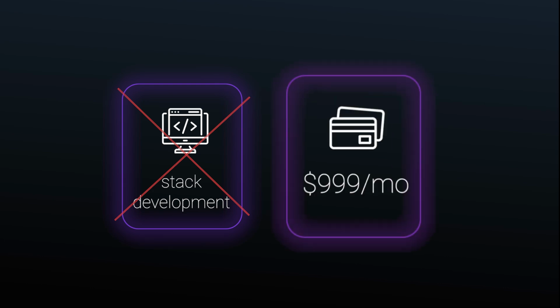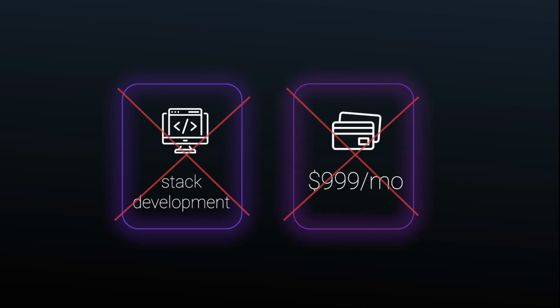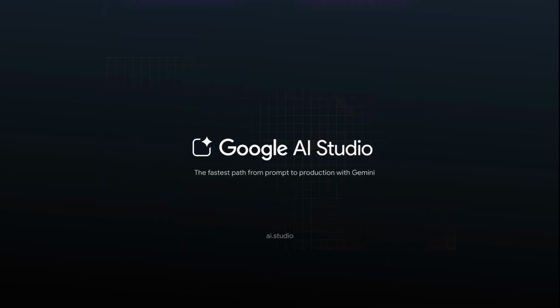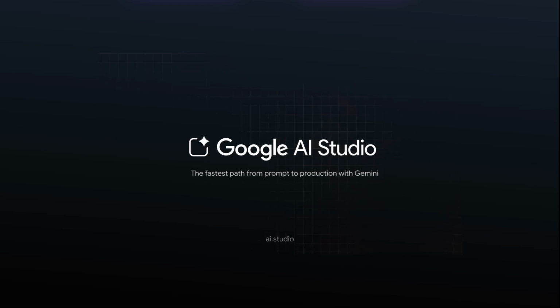And no, we aren't paying for heavy full-stack development setups. And we are definitely not burning through hundreds of dollars on premium AI application builders like Bolt.new or Lovable that destroy your budget with expensive API tokens. We are going to build this entire production-ready product using Google AI Studio completely for free.